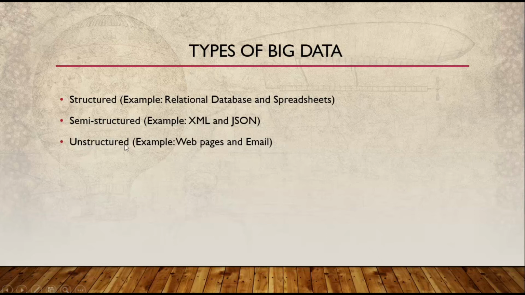What is unstructured data? Unstructured data is data that does not fit into any predefined format, that does not fit in structured data or semi-structured data. It usually includes different types of data like text and multimedia content, and that too in no order. Unstructured data is hard to format, manipulate, and analyze as it does not follow any predefined format. Web pages and emails are examples of unstructured data.